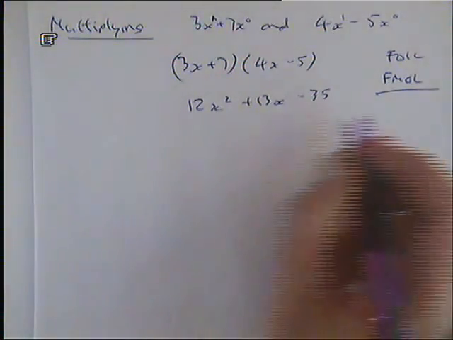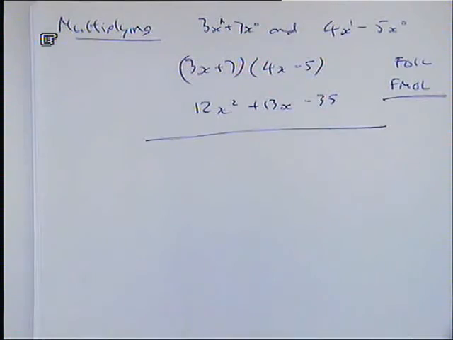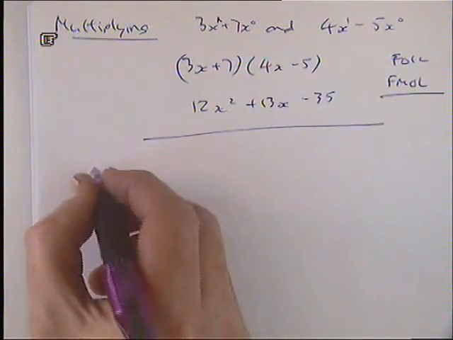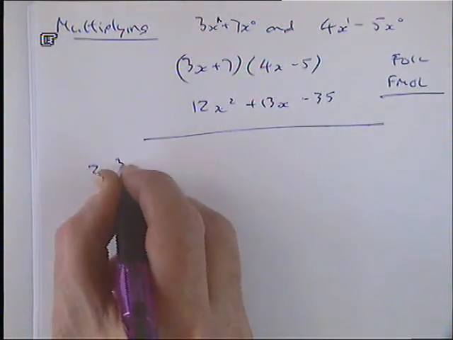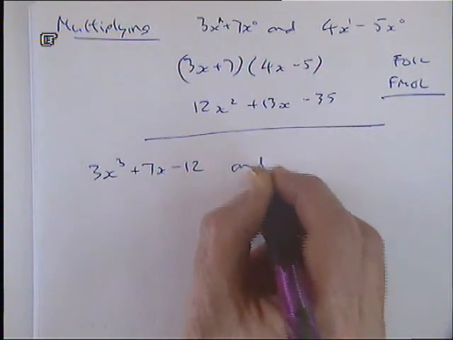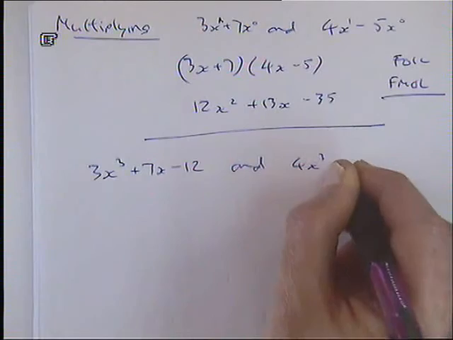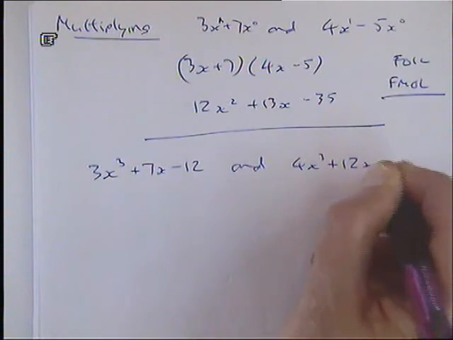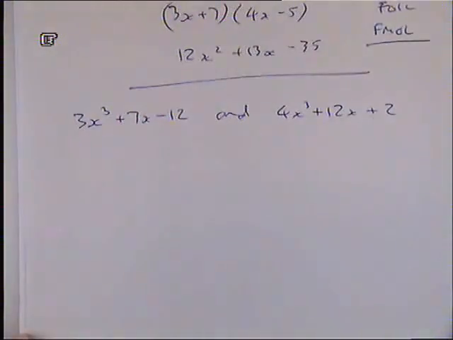So multiplying. Okay, that was nice and easy. Let's have a look at one which is slightly more challenging. Let's try and multiply 3x cubed plus 7x minus 12 and 4x cubed plus 12x plus 2. We all happy to do that one then? In our heads? No, that's a very sensible answer. If you try and do this in your head, unless you're Callum, you wouldn't. I'm very pleased to hear it actually. It's probably not wise to try and do these in your head.